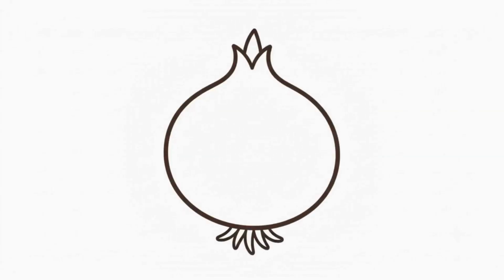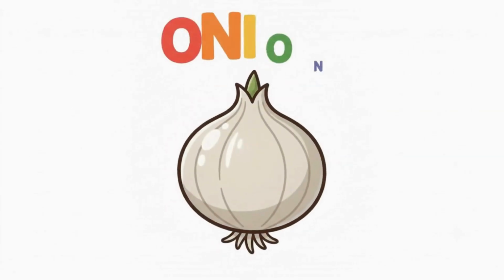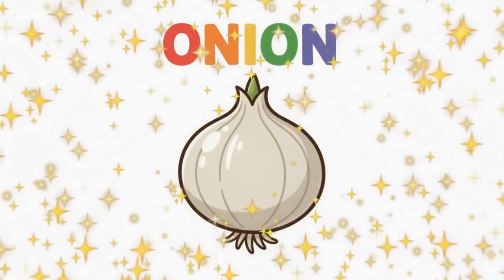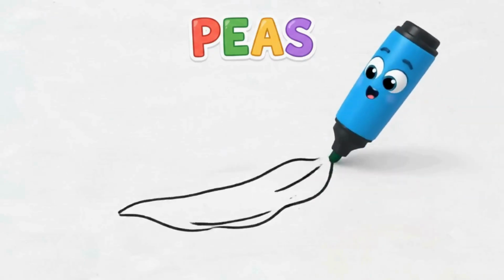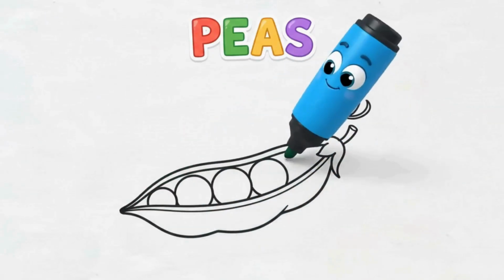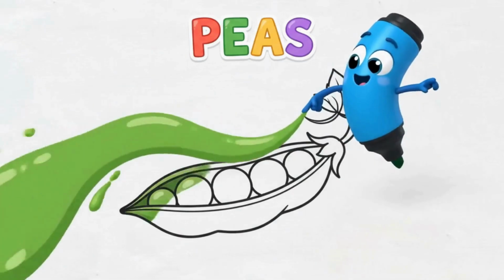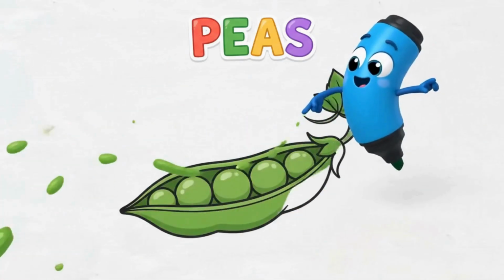Onion. Onion is white in color. Peas. Peas are green in color.